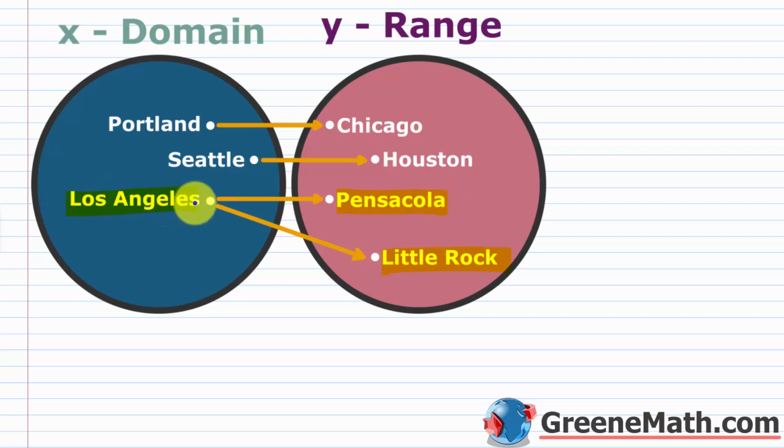This X value, this member of the domain, Los Angeles, is associated with Pensacola and also Little Rock. So if I take off from Los Angeles, I don't know where I'm going to land. Am I landing in Pensacola? Am I landing in Little Rock? That might be a problem if I'm trying to book a hotel or have somebody pick me up. So this is not a function.